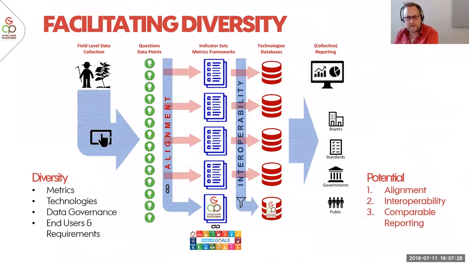Giving a little bit more of a background and of the philosophy behind the whole project. If you look at this graph, at the data flows, there's a really great diversity. First off, the green dots are the different questions or data points asked at farm level. Many of them are similar, but they're used by different stakeholders. And those different data points and questions feed into a variety of different metrics and frameworks, be it company-owned frameworks, sustainability standards, or different reporting initiatives.